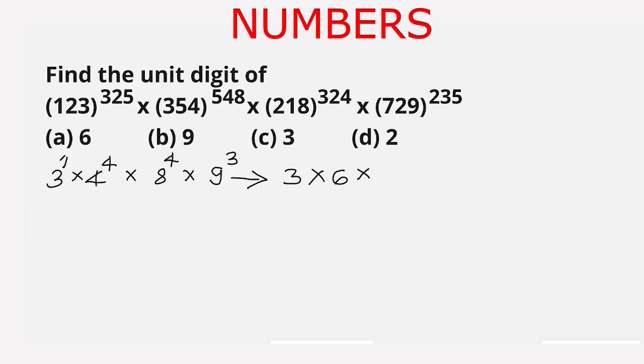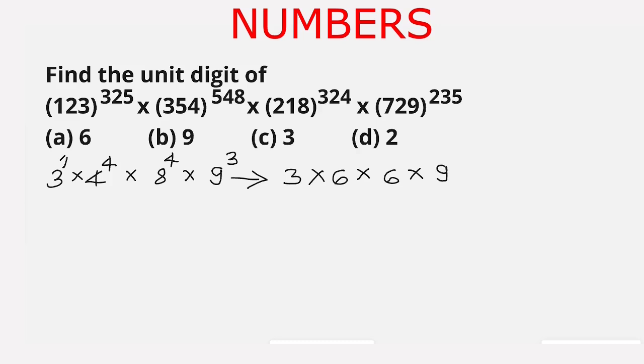Similarly, we can do 8 to the power 2 multiplied by 8 to the power 2. 8 to the power 2 is 64, multiplied by 64, and the ones place digit of 64 is 4, and the ones place digit of 64 is 4. So 4 times 4 is 16, and again we can write it as 6 multiplied by 9 to the power 3 is 729, and the ones place digit of 729 is 9.